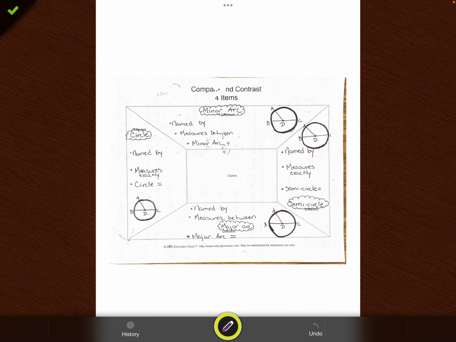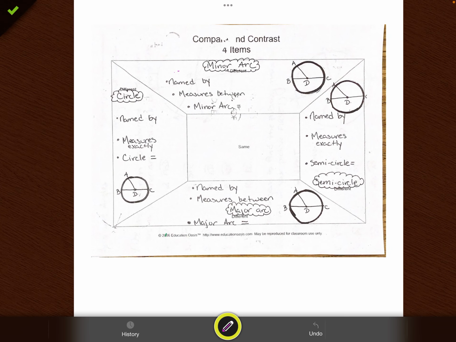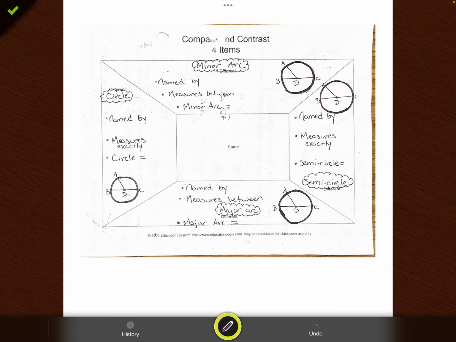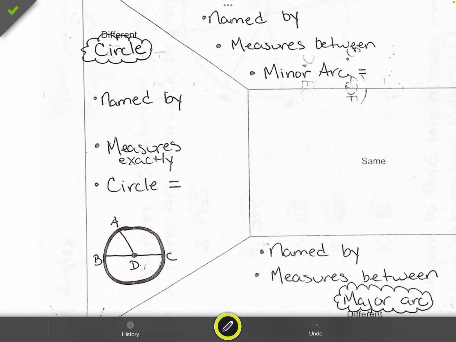All right, so today we're going to talk about arcs of a circle. And we're going to compare and contrast the different pieces of our circle. So let's review what a circle is. Remember, to name a circle, we name it by its center. Okay, so if we look down at this picture, that would be circle D. Remember, you can also write out the word.